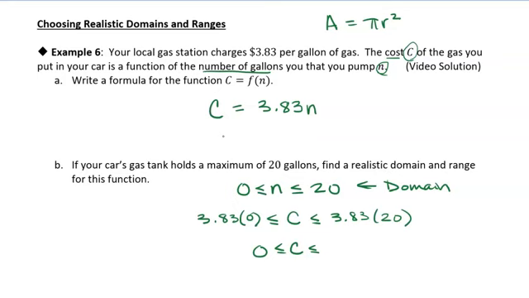And if we pump 20 gallons, we're going to take 20 times $3.83, and you'll get 76.60. All right. So our cost is going to be somewhere between 0 and $76.60. So this is our realistic range based on the information that we're given.